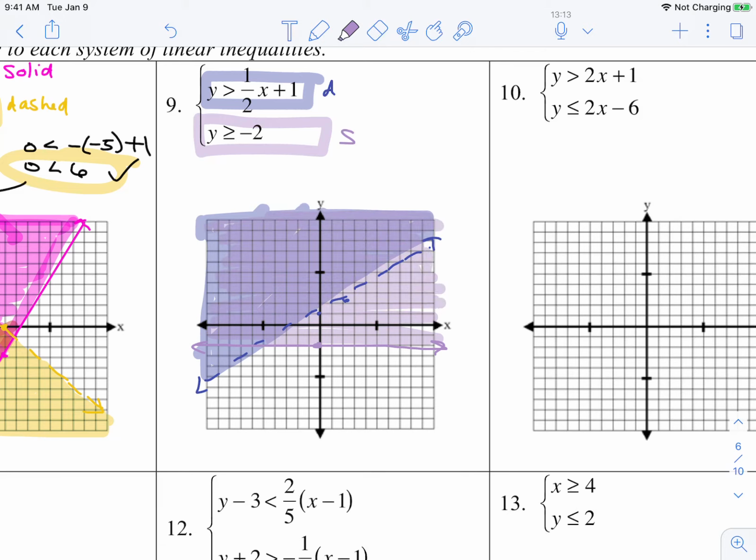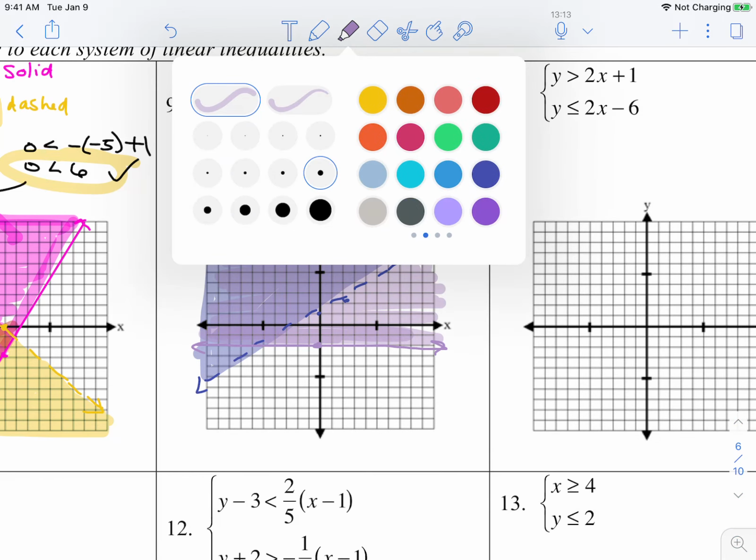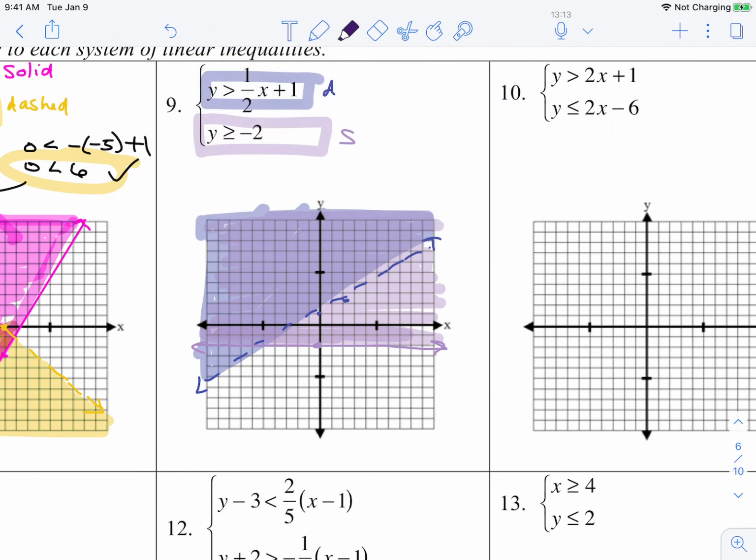And you can see where I overlapped. Okay, it's a little bit hard with these colors I chose, but let's go with this one for the overlap. You can see here, it's above that solid line and above this dashed line. That's where the overlap takes place. Okay, and so any of these points in there are solutions. These are all solutions and will work for both of these inequalities.